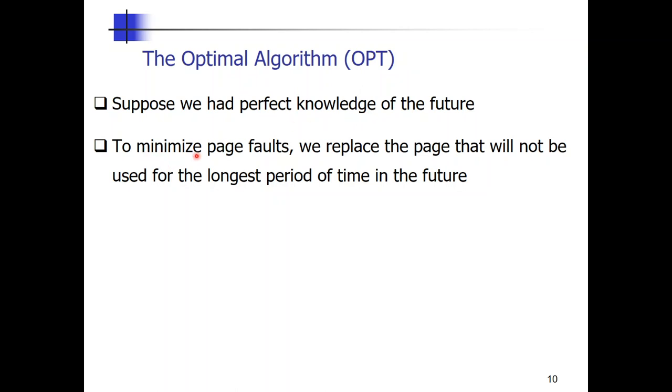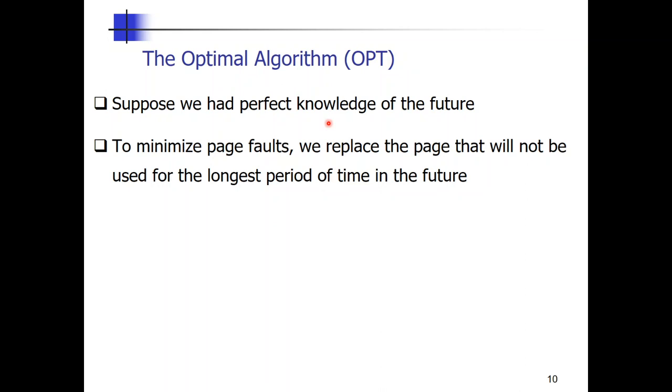And we are still going to aim for minimizing the page faults. We are going to replace the page that will not be used for the longest period of time in the future. So this requires future knowledge. We need the knowledge of all the page references in the future, which we are not going to have. We can predict it, but we do not have that for certain. But we can develop an algorithm for comparison purposes, assuming that we do have that perfect knowledge.